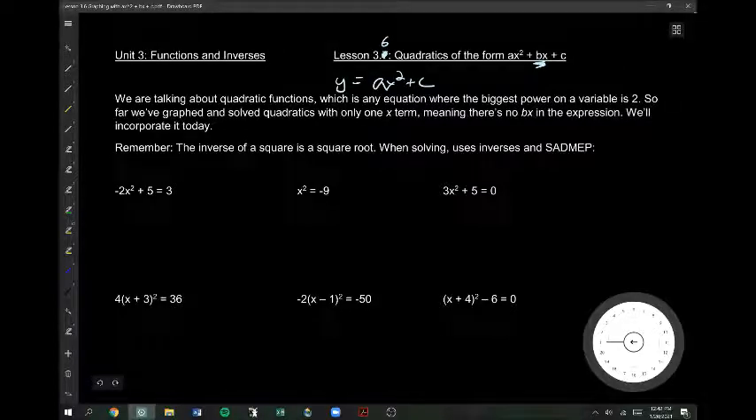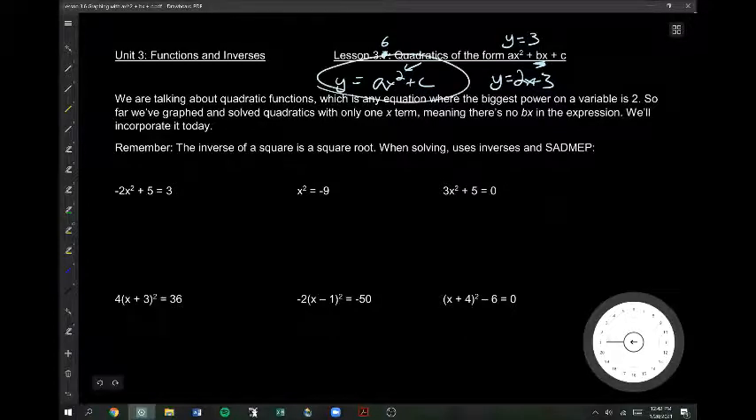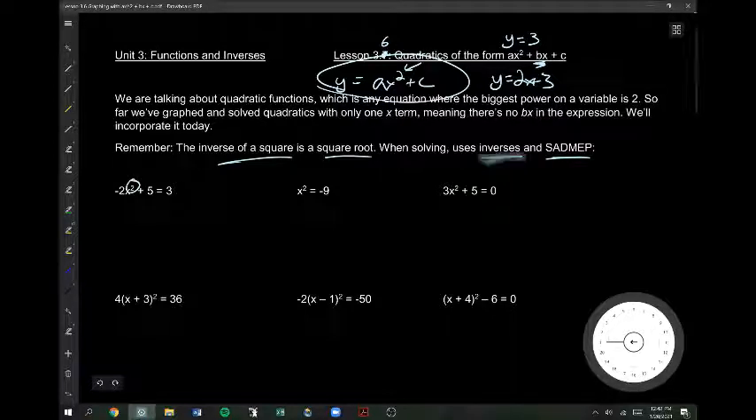Remember, a quadratic is any function where the biggest power on the variable is a 2. If the biggest power is a 1, we call it linear. If there's no power at all, we call it constant. But here we're doing quadratics. Also remember, the inverse of a square is a square root. So when you're solving, we use inverses in SADMEP. Because we're dealing with quadratics and squares, we also just by nature have to talk about square roots. So let me explore square roots a little bit more.